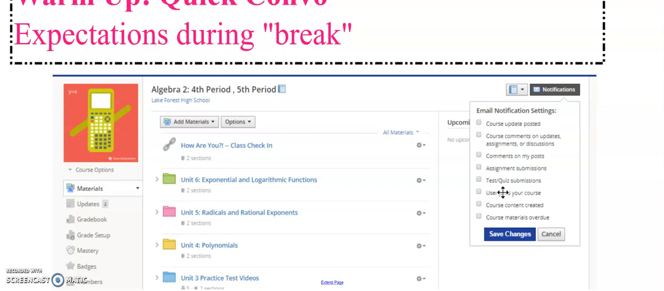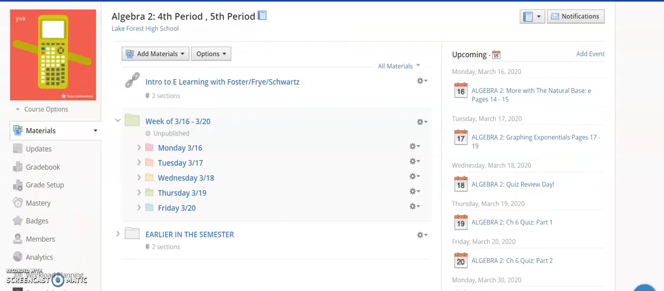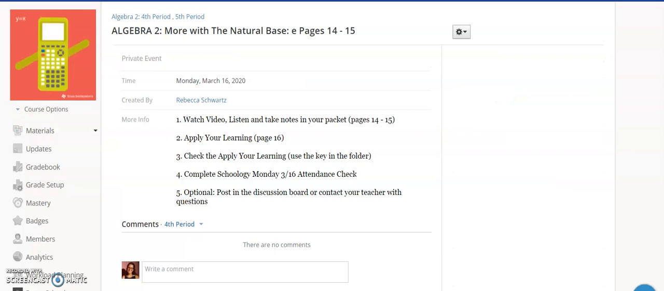Within our Schoology page, if you click on the calendar over to the right, you'll be able to see a list of what's expected from you each day. So here's a quick screen grab of our page. Over to the right, you'll have your calendar. And if you were to click on one of those, it'll tell you exactly what order things are supposed to be done in and the things that you need to complete versus anything that is optional, which will be listed as optional. If it does not say optional, it is something you need to do.